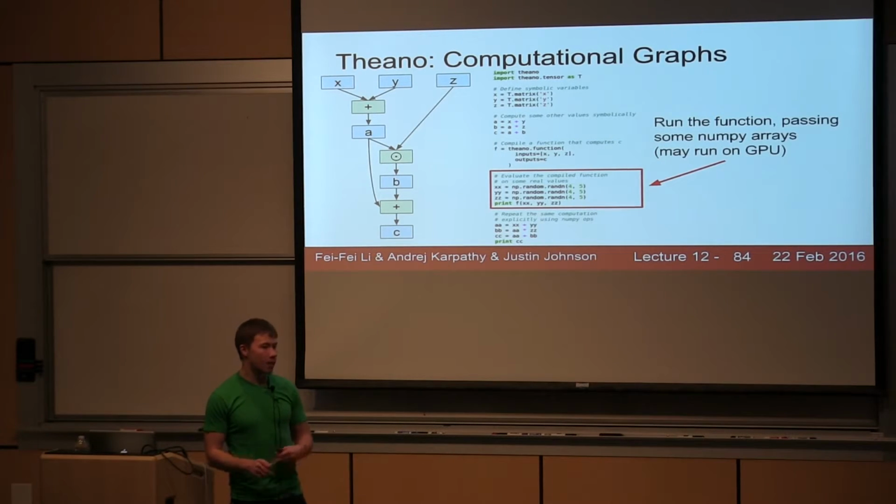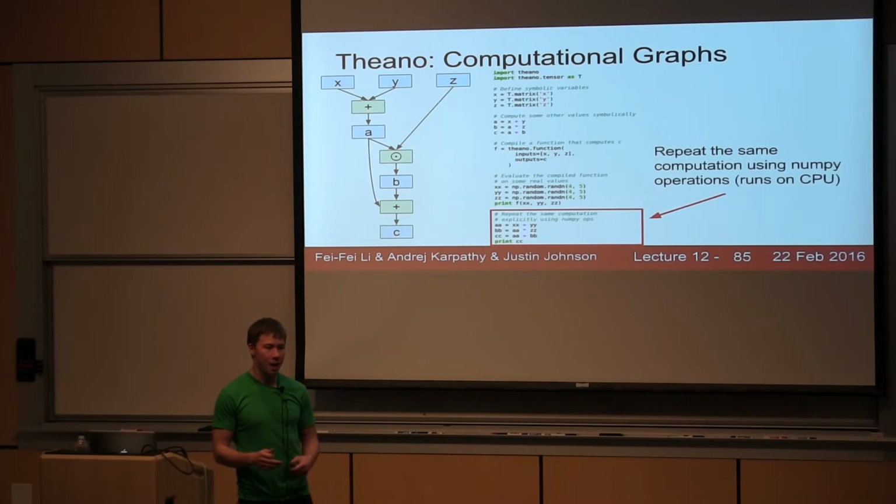Once we've gotten this magic function, we can run it on actual NumPy arrays. Here we're instantiating XX, YY, and ZZ as actual NumPy arrays. Then we evaluate our function, passing in these NumPy arrays to get the values out. This does the same thing as doing these computations explicitly in Python, except that the Theano version could be much more efficient due to all the magic under the hood, and it could be running on the GPU if you have that configured.